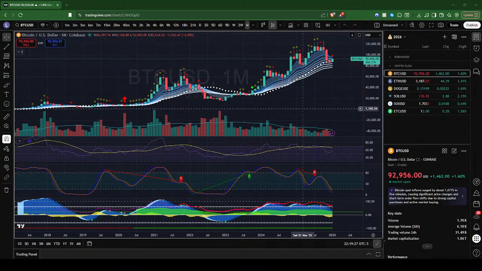So we're going to take a macro look at this, and then reduce the time frames, look a little deeper into it, and then we'll get into a couple of the other altcoins here and just get a general view of where we're at, where we've been, and what we can expect future price moves to look like. So we'll start with some trend lines.